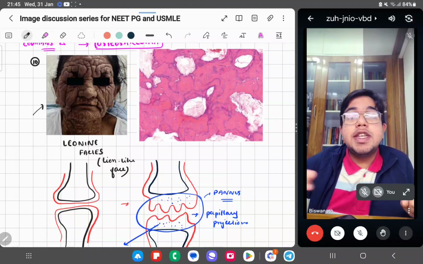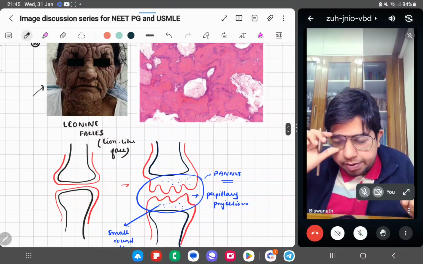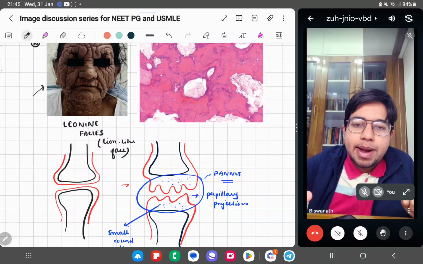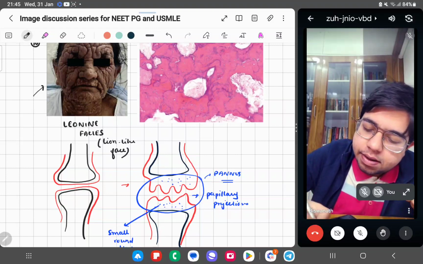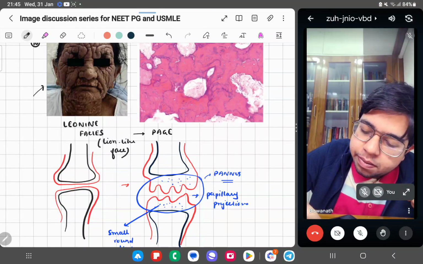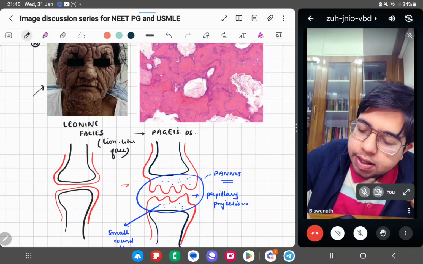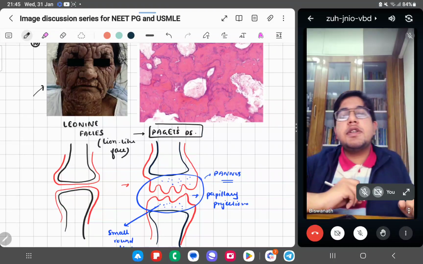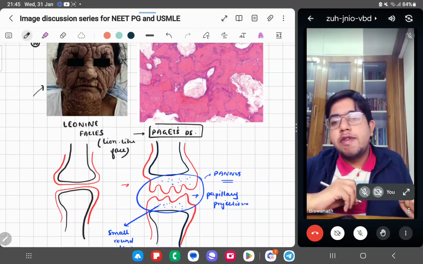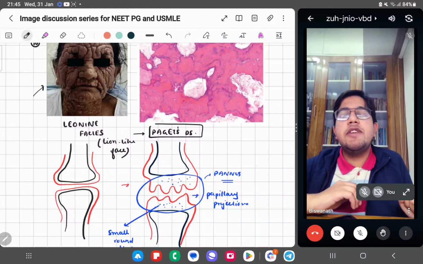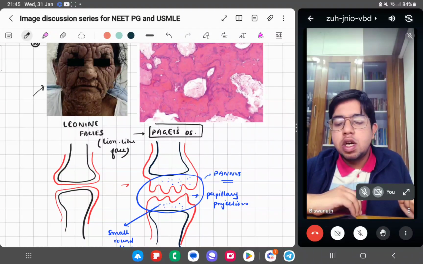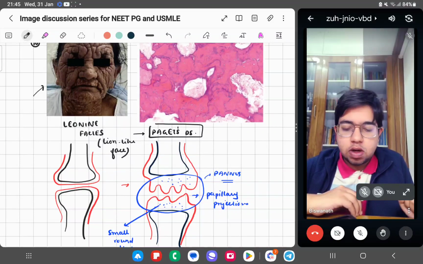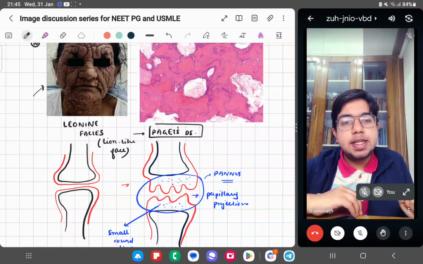And this leonine facies is a very common manifestation of a disorder. Which disorder? Can you name it? Paget's disease. An undergraduate is expected to know this; it's very frequently asked. So we have the leonine facies, or lion-like face, in Paget's disease.